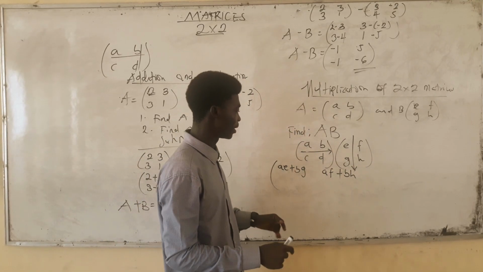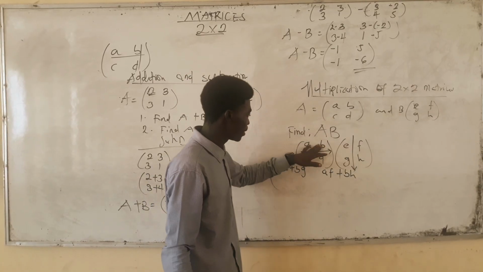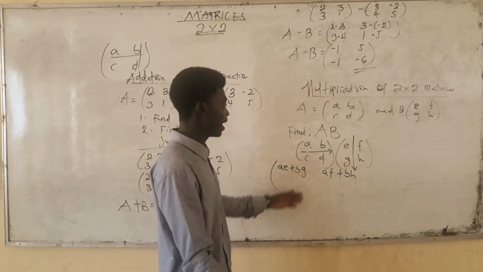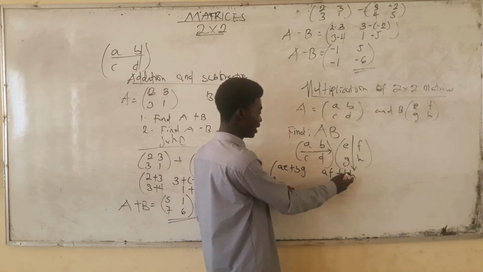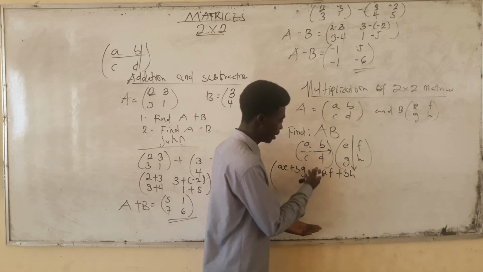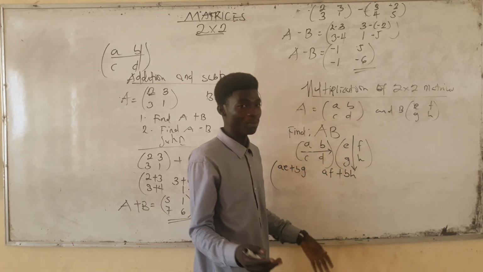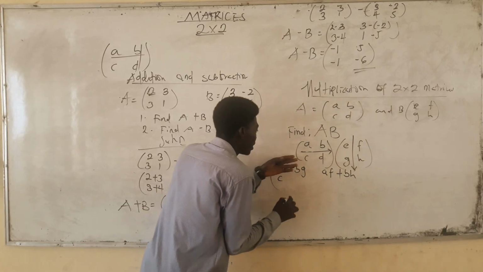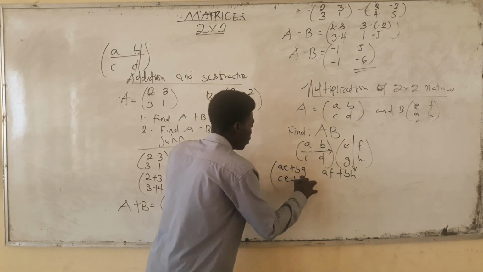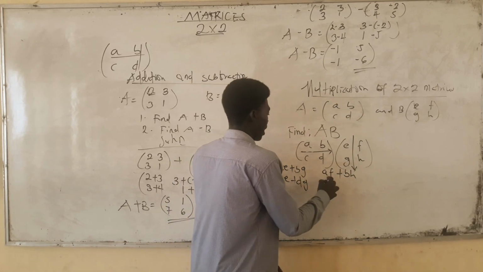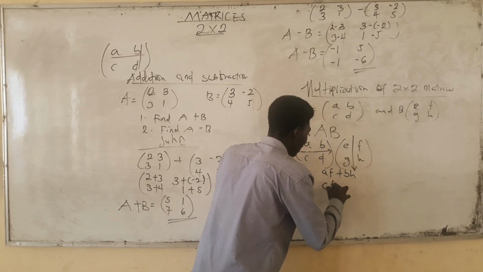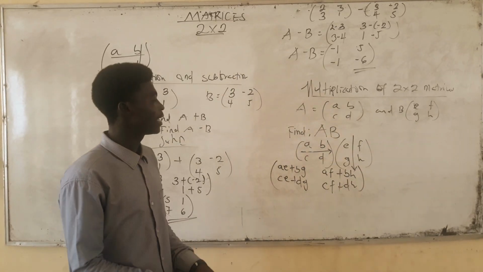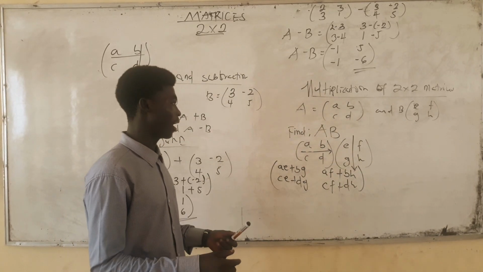I believe you are following. So a multiplying e, b multiplying g, a multiplying f, b multiplying h. And if you are able to do this, the second row will be very simple for you. C will multiply e and d will multiply g. And when you come here, c will multiply f and then d will multiply h. And that is the multiplication of 2 by 2 matrices.